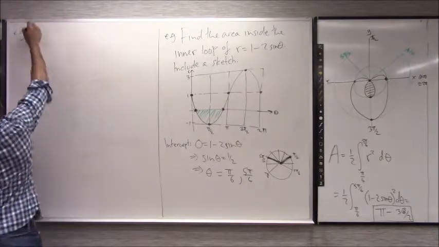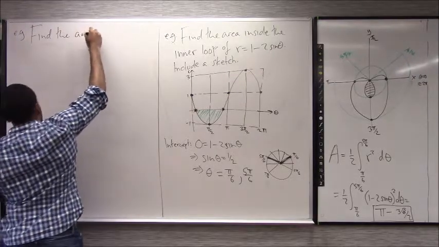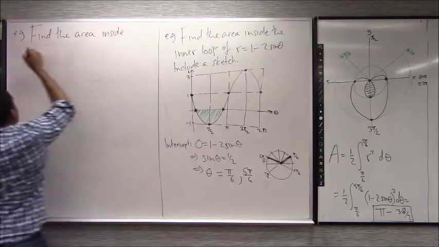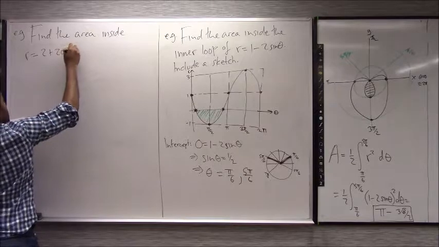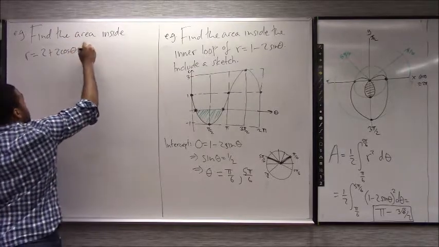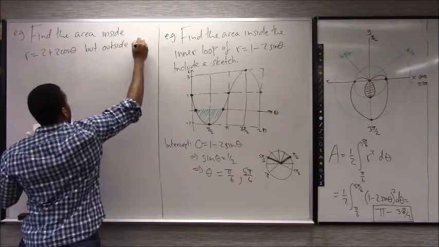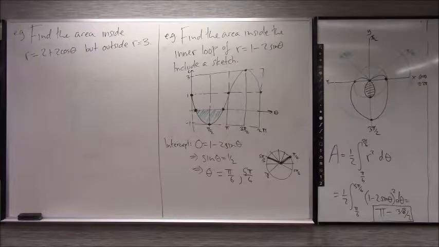This one has a couple curves to consider. Find the area inside r equals 2 plus 2 cosine theta, but outside r equals 3. I'll write down the answer for that.